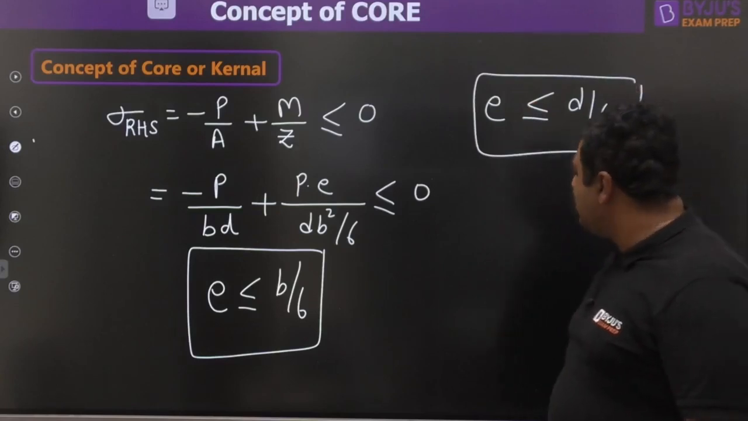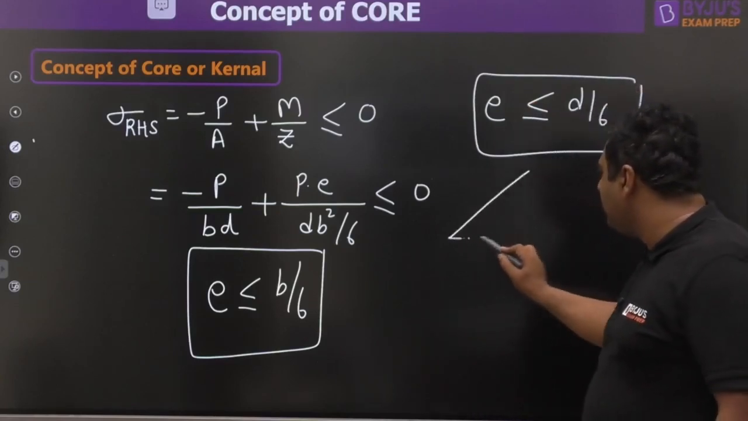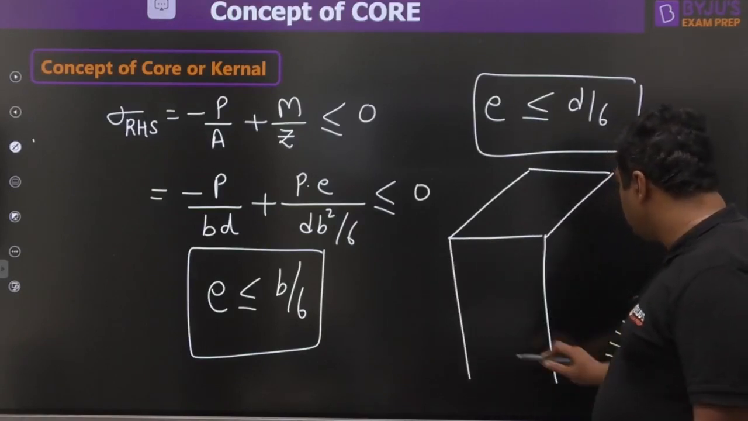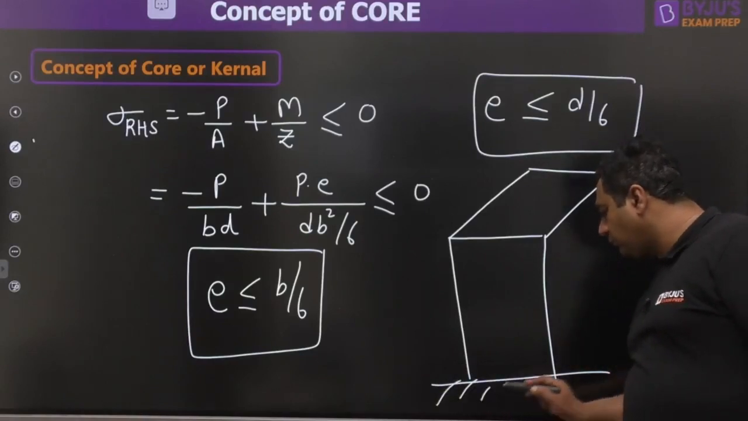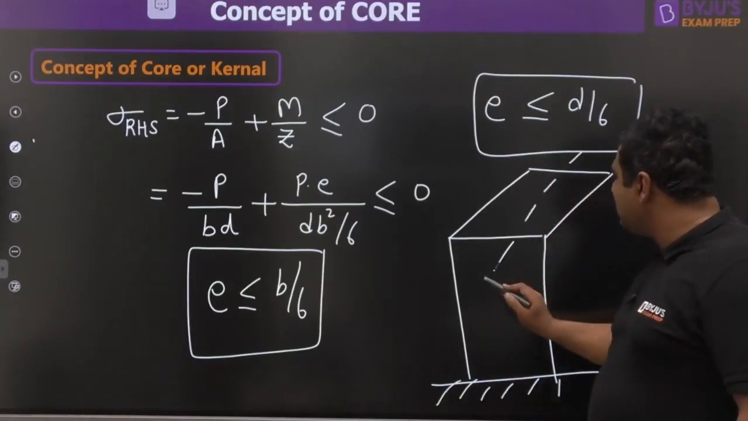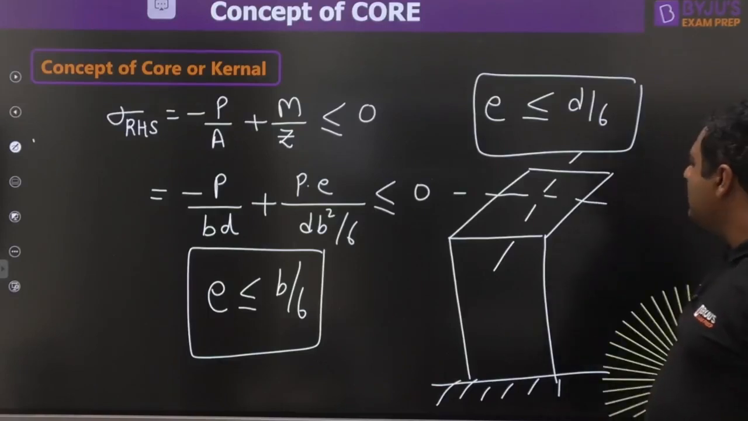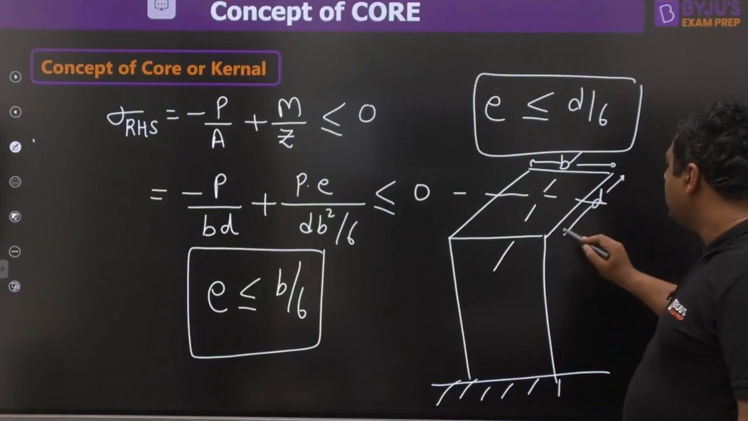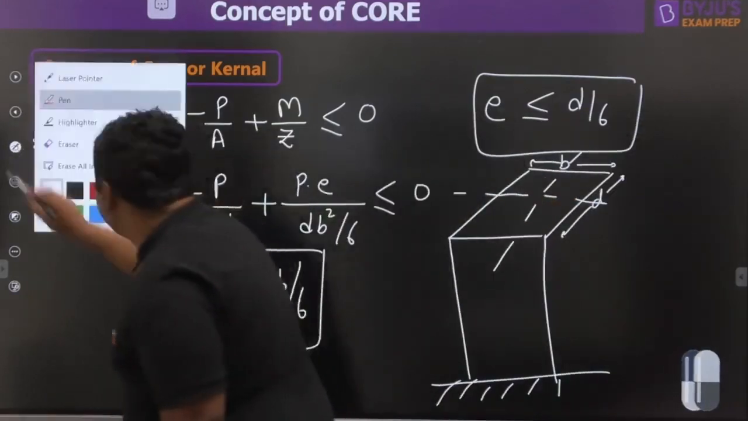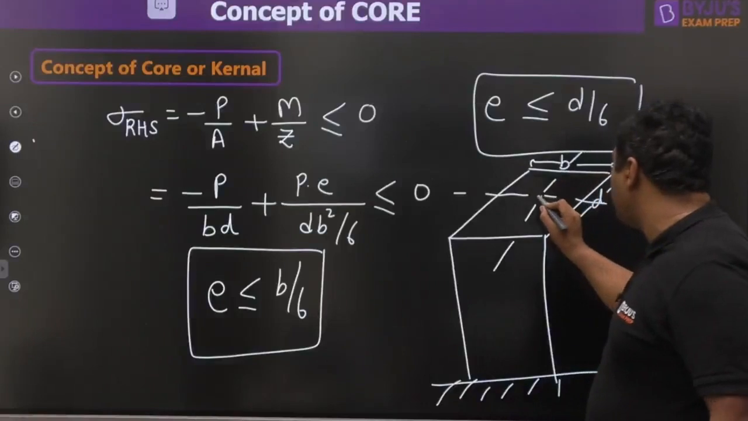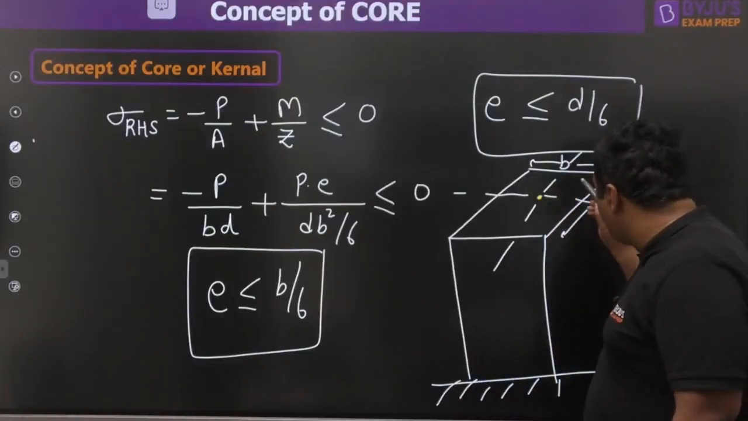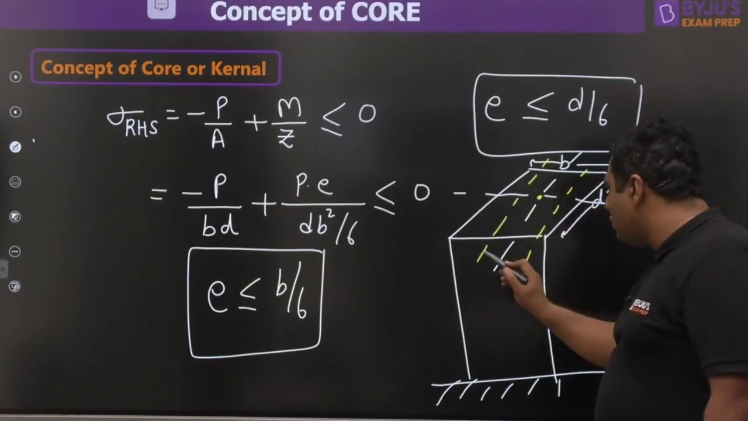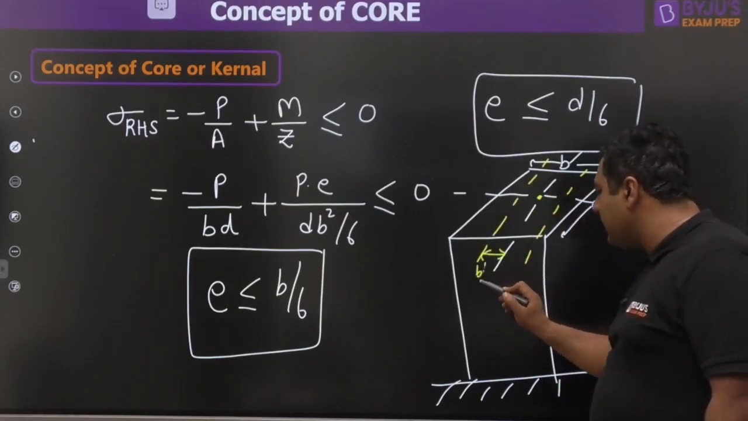So my dear, if you see the cross section carefully, this is the column, this is the axis, this is the axis. This was B, this was D. We were having this centroid with us. If you are saying we can go B by 6 in this way, then this B by 6 eccentricity is allowed.